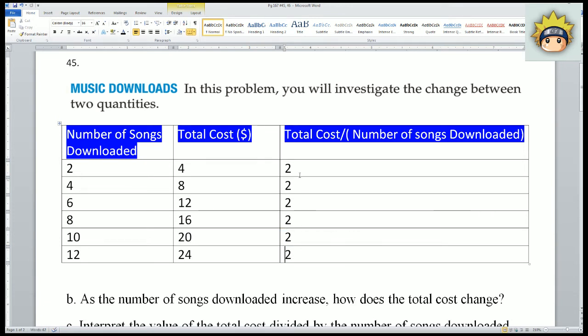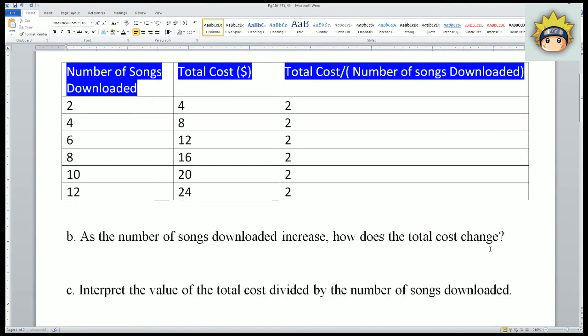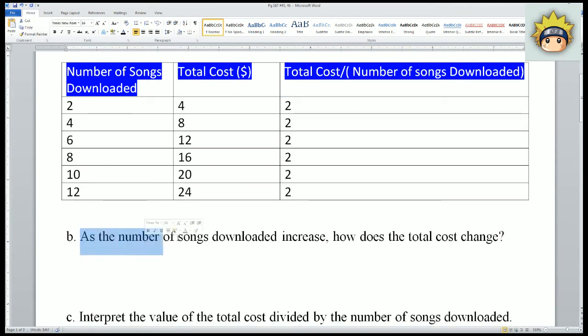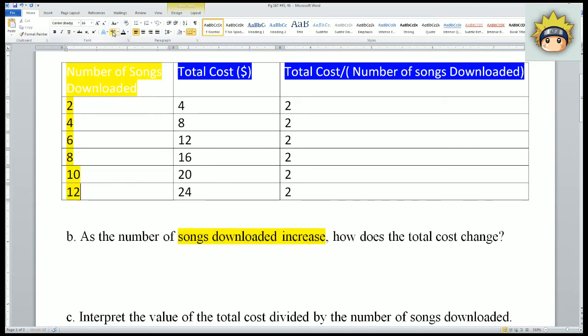Alright. This is my total cost divided by the number of songs downloaded. So, as the number of songs downloaded increases, let me just highlight this. That is what it's referring to right here. Sorry about that. 2, 4, 6, 8, 10, 12.